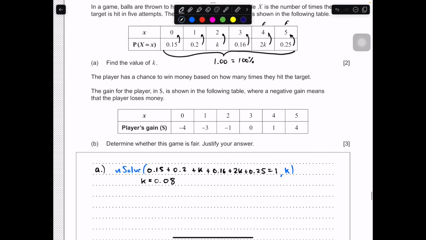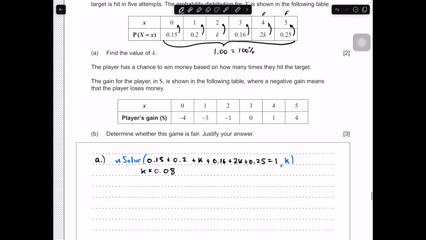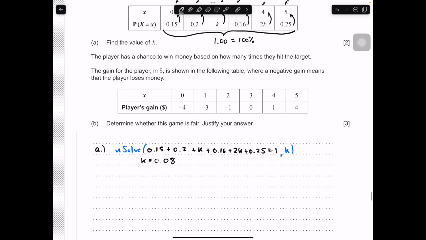The player has a chance to win money based on how many times they hit the target. The gain for the player in dollars is shown in the following table, where a negative gain means that the player loses money. Here's our table. Determine whether this game is fair. Justify your answer. So if we hit 0 targets, we lose $4. 1 target, we lose 3. 2, we lose $1. 3, it's a tie. We don't win or lose money. We hit 4 targets, we win 1, and we hit 5 targets, we get $4.